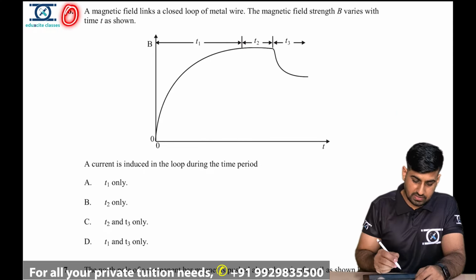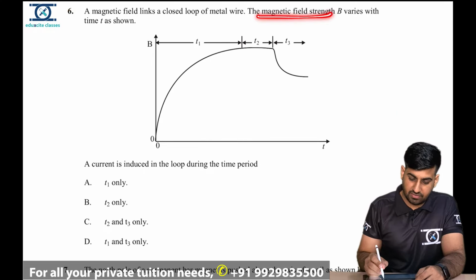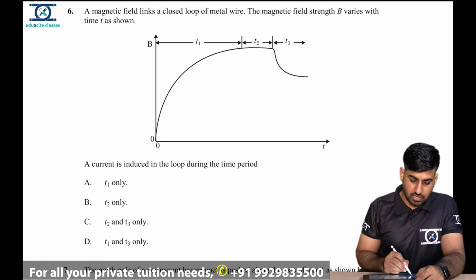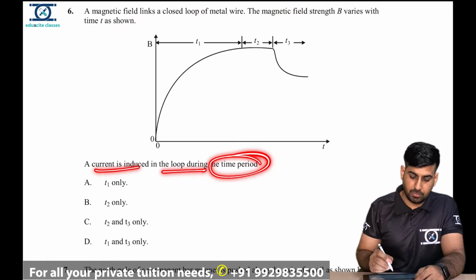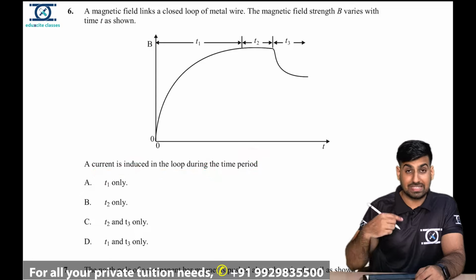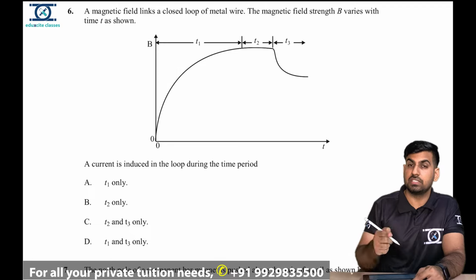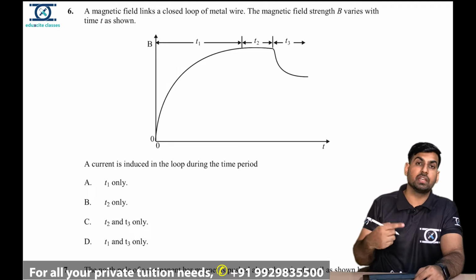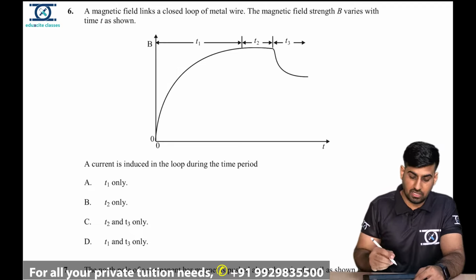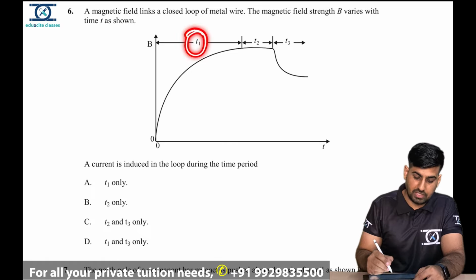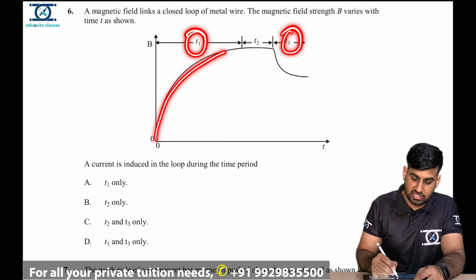Similarly, question number 6. Again, magnetic field strength varies with time, given in a closed loop of a metal wire. The current induced in the loop during that period. So we know that the current will be induced only when there is a change in magnetic flux linkage, and due to change in the magnetic field, the magnetic flux is changing, which is only possible in the time period T1 and T3. You can see there is a change.